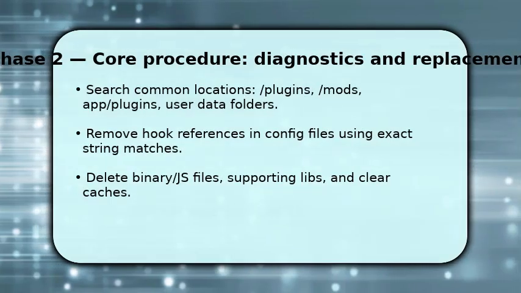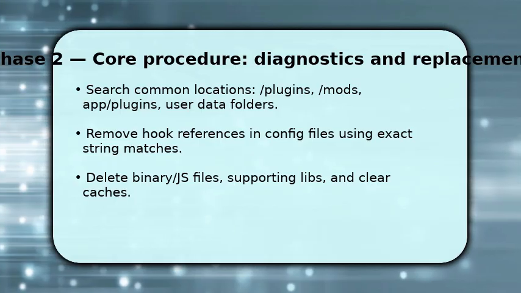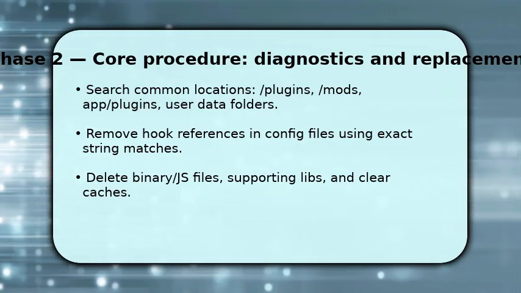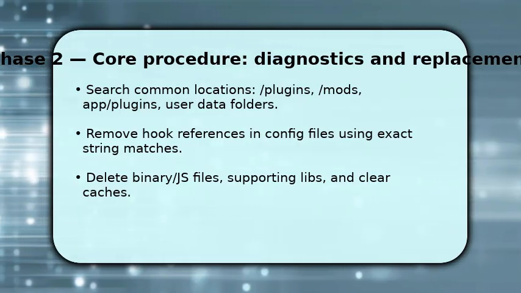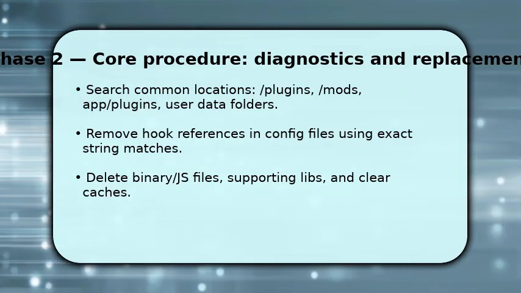Now locate every instance of the rage hook. Scan plugin folders and config files with exact string matches. Once found, remove references in configs before deleting files. Otherwise, the system may attempt to reload a missing hook.